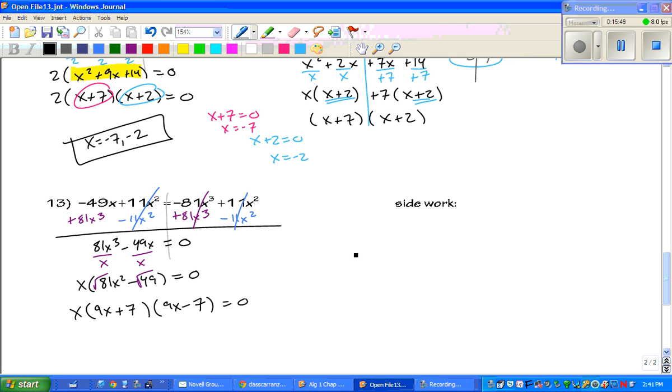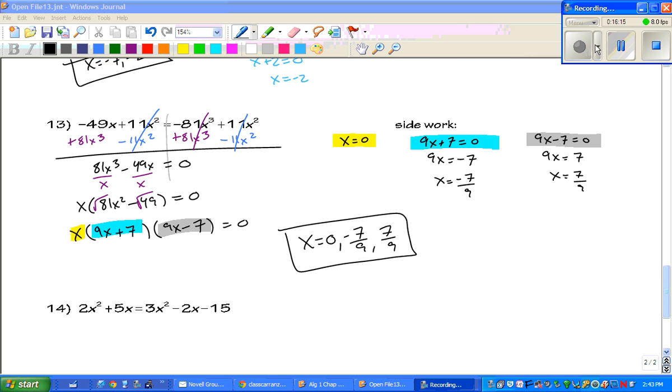So you guys are going to be on your own from here. You're going to set everything with the variable equal to 0. Okay? So you should have 1, 2, 3 things to work on right there. Okay? Go ahead and pause the video, and good luck. Okay, and when you solve them, you should get x equals 0, negative 7 over 9, and 7 over 9.